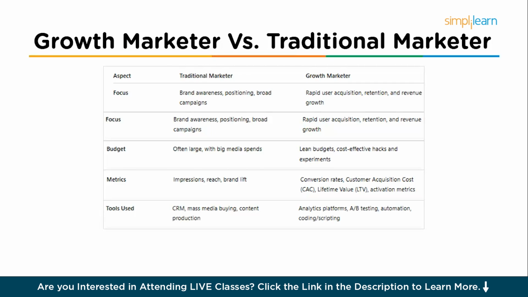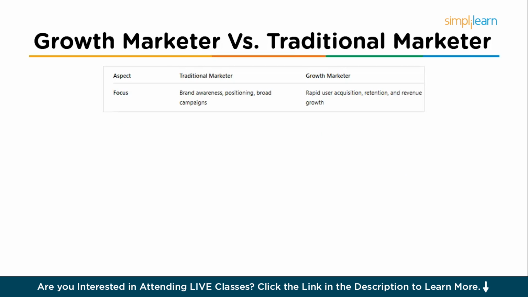Then comes tool use. Traditional marketers use tools like CRM, mass media buying, content production, whereas growth marketers use analytics platforms, A/B testing, automation, and coding scripting. Then comes skill set. Traditional marketers should have skill sets like communication, storytelling, creative design, whereas growth marketer skill sets are data analysis, coding, automation, marketing, and psychology. Then comes collaboration.